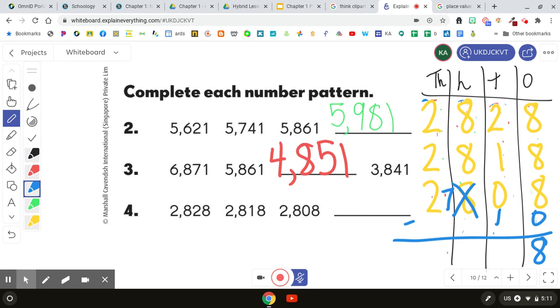Oh no, it's frozen. Just when I thought I had it. It looks like it's back. And there we go. 7 minus nothing is 7. And 2 minus nothing is 2. So my answer should be 2,798.